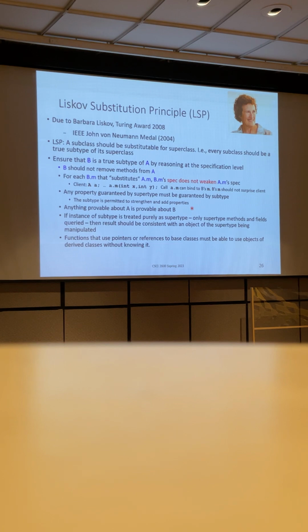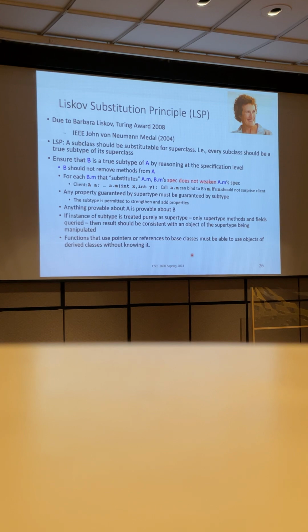If we have an instance of the subtype and it is treated exactly as the supertype, then only methods and fields of the supertype are accessible. Okay? And we have seen this in an example, right? So if we have capital A, lowercase a, then through this lowercase a variable, we can only access fields and methods that are defined in A, not any of the subclasses of A, even if at runtime a happens to refer to a variable of type B or C.